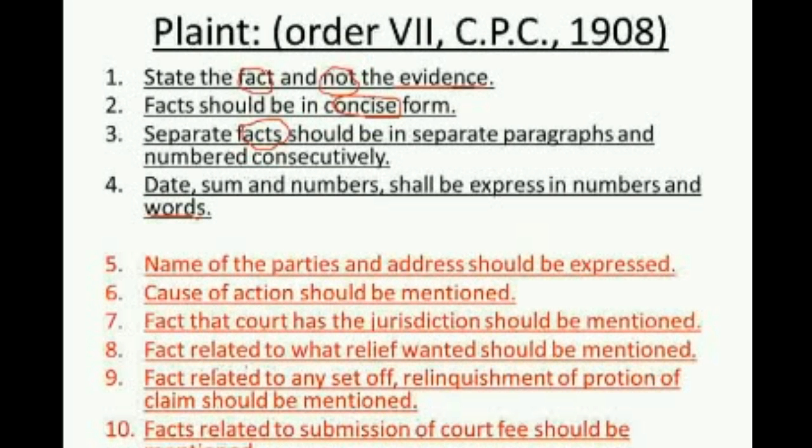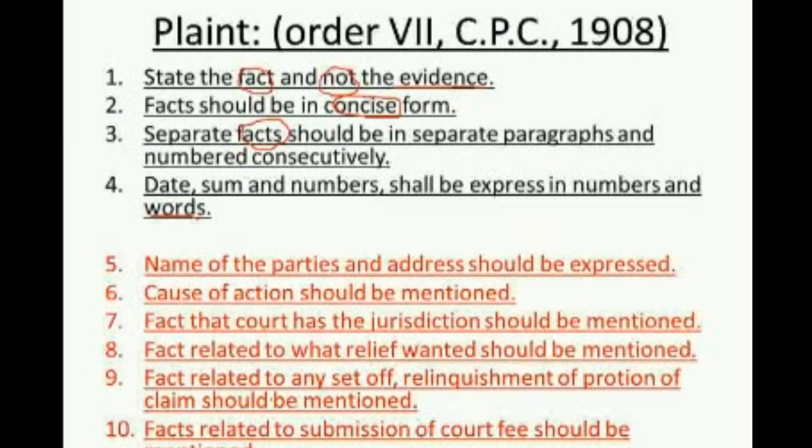The eighth one talks about facts related to what relief is wanted should be mentioned. Those facts should be mentioned in your plaint which help the court to identify what relief you want, and specifically stating the relief also.